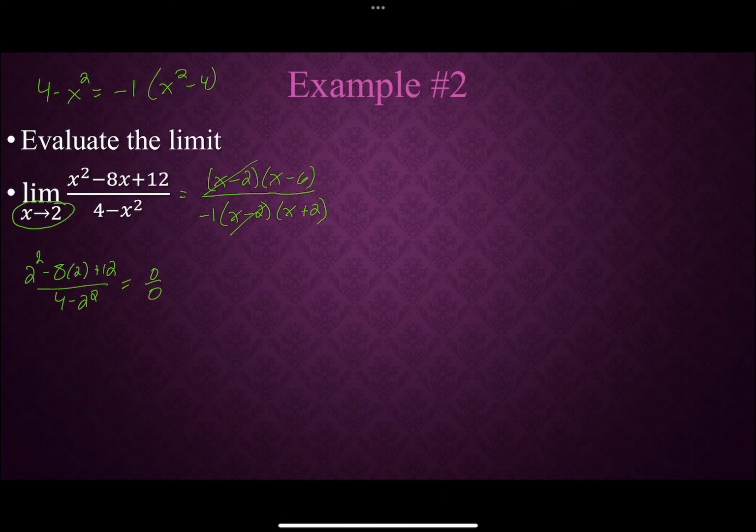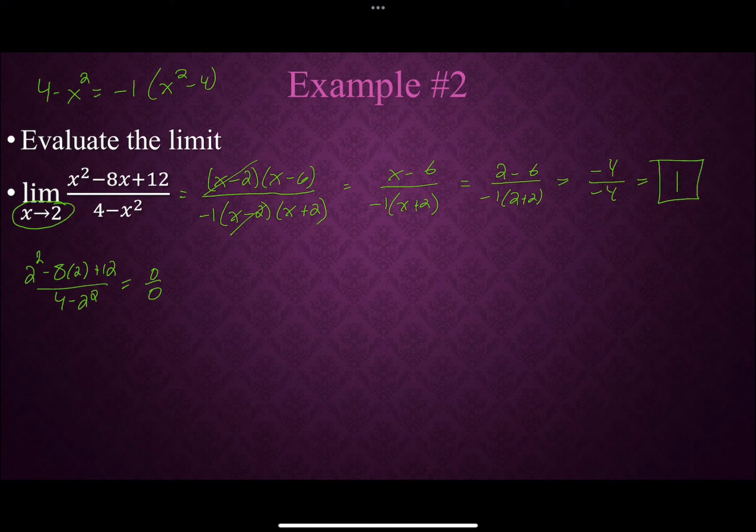So if limit as x approaches 5 was causing 0 over 0, you should expect an x minus 5 to cancel. Limit as x approaches negative 3 was causing an issue, then you would expect x plus 3 to cancel. But the idea is you need to factor, manipulate the expression in some way, and then once an expression cancels, now we can substitute back into the problem. So now we plug in the 2 minus 6 over negative 1 times 2 plus 2, we get negative 4 over negative 4, which is a positive 1.